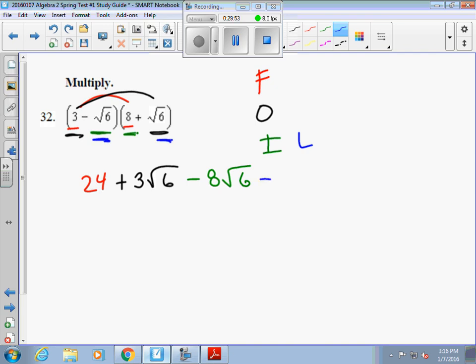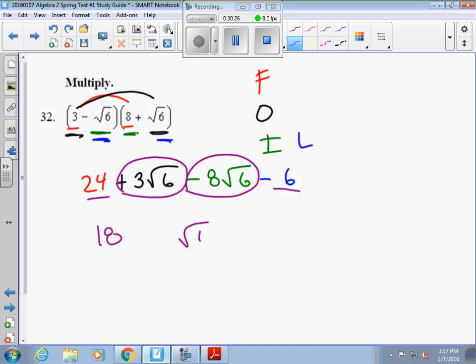A negative times a positive is a negative. The square root of 6 times the square root of 6 would give you the square root of 36, or like we said a second ago, since we're multiplying the same radical by itself, it'll simply be 6, because the square root of 36 goes back to being 6. At this point, put your like terms together. 24 and negative 6 can be combined. 24 minus 6 is going to be 18. And 3 times the square root of 6 can be put together with negative 8 times the square root of 6, since they're both multiplied by the square root of 6. 3 minus 8 is negative 5 times the square root of 6. And this is our simplified answer for 32. 18 minus 5 square root of 6.